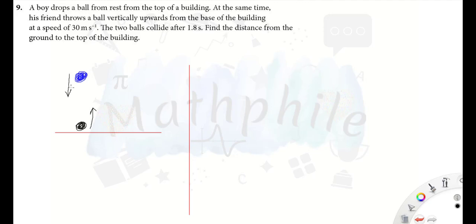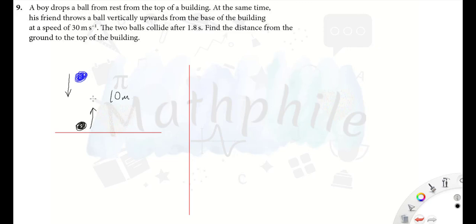This is interesting. Now, if the height of the building is, let's say, 10 meters, and they collide at 7 meters above the ground. This is just an assumption, an example, trying to bring one or two things together. So the blue ball was projected downwards, the black ball was projected upwards. Let's assume that they collide at a distance of 7 meters above the ground. How far would the black ball have traveled?